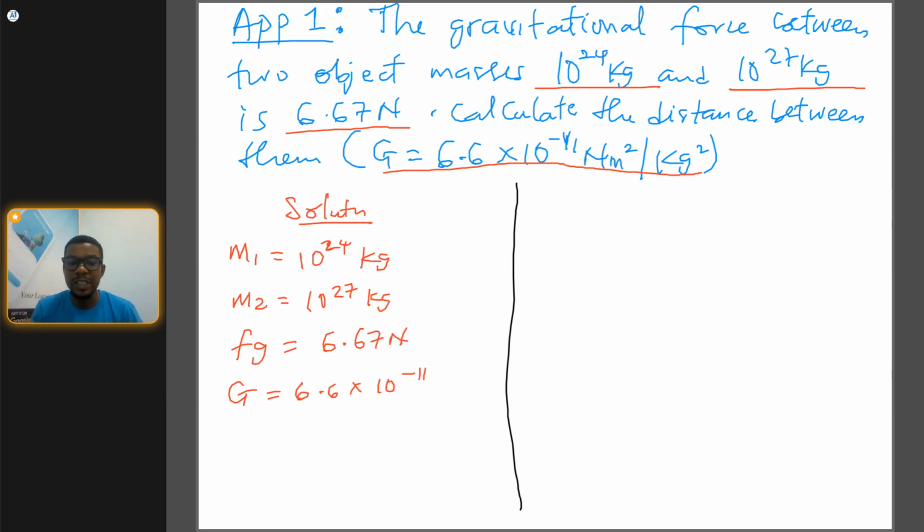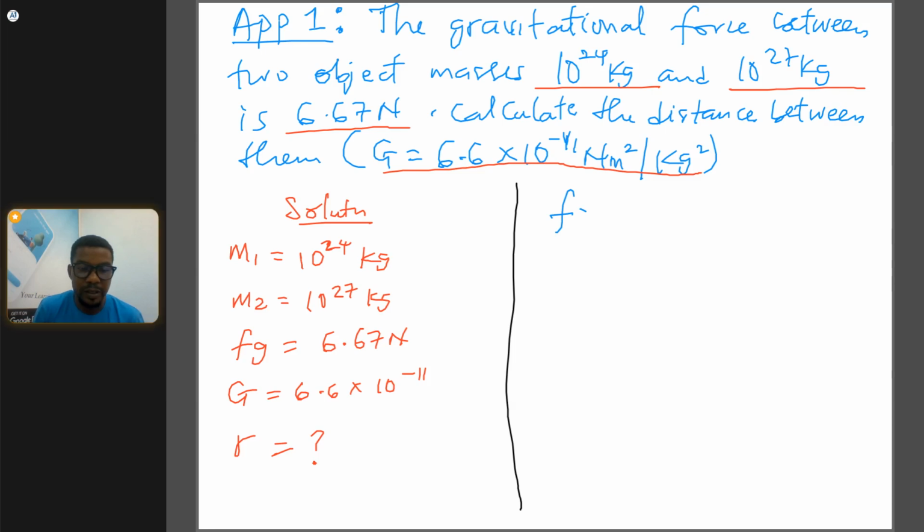And when we were explaining the law, we said there's a distance between them, and that distance is what? R. So R is what? R is question mark. We don't know the value of R. So we want to get the value of R. All right, so to do that, we write the formula Fg.